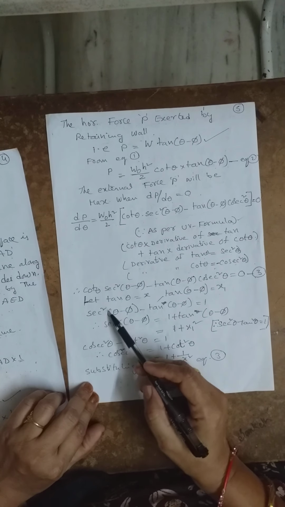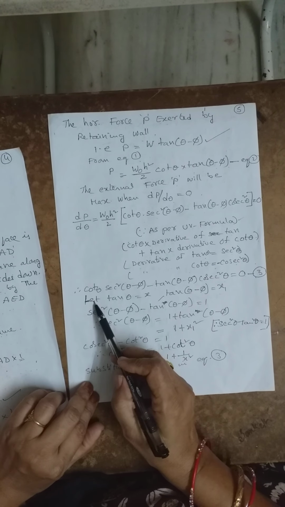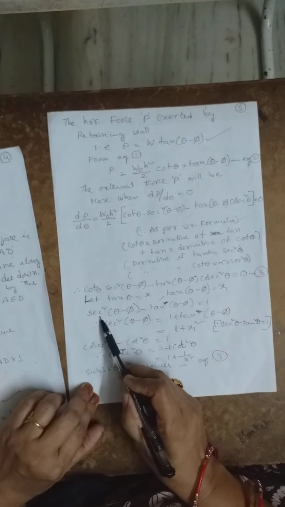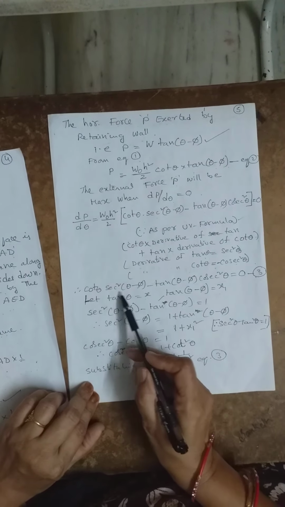Of course this we take out, and for the easiness of the problem we take tan theta equal to x, and tan of theta minus phi equal to x1. So here we take those two relations separately.